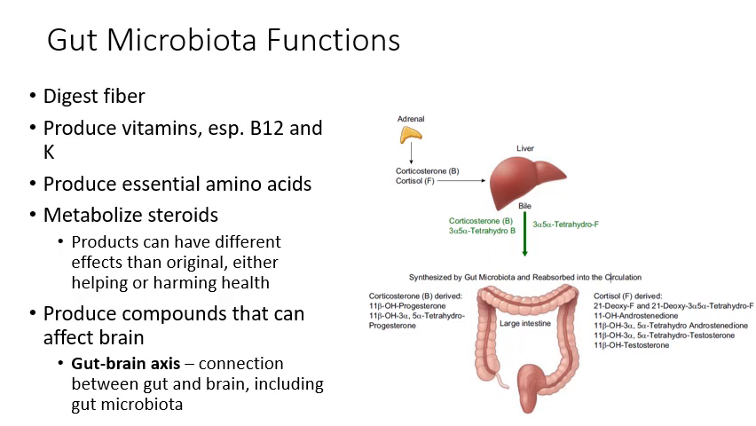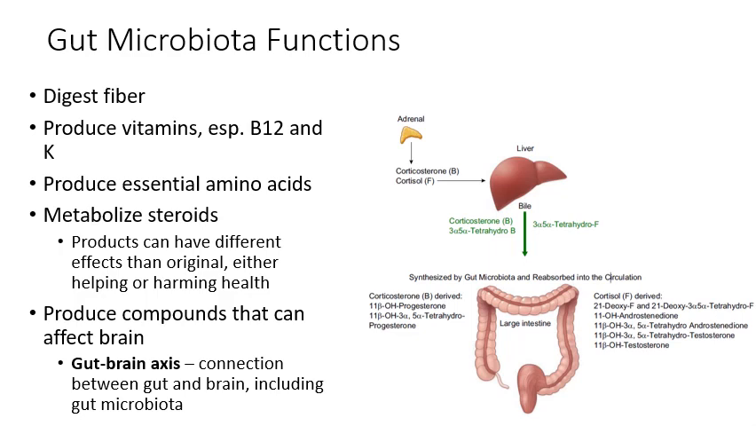And then the essential amino acids are amino acids that you need to build your proteins, but that you can't make yourself. So some microbiome members can make them for you. They also do some things that aren't necessarily positive, but could be positive, but could also be maybe negative. For instance, metabolizing steroids to a different form of the steroid, and then that gets absorbed back into your body.